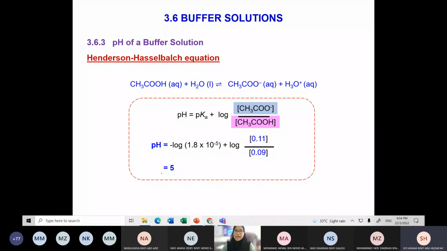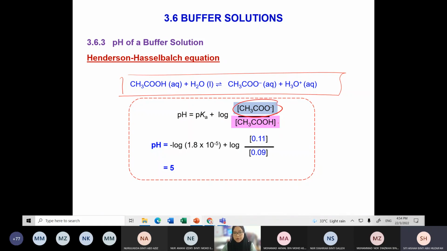If we are using the Henderson-Hasselbalch equation, you have the equation with you, and then you use the formula. So this is the equation.